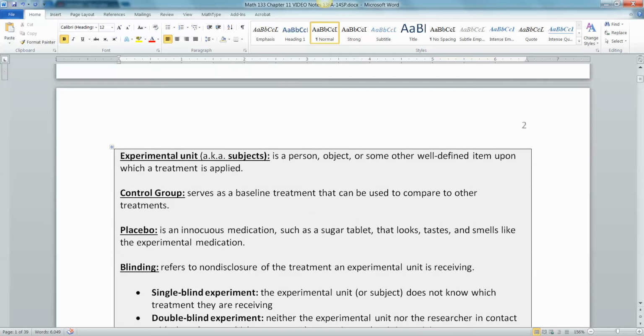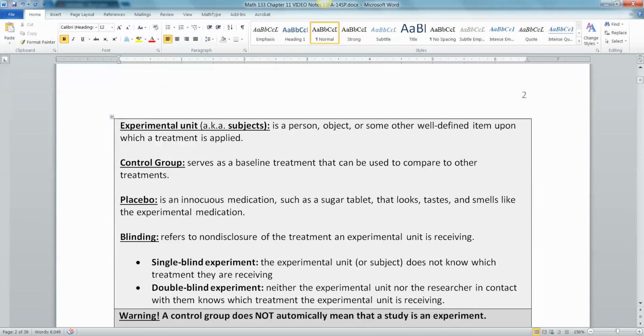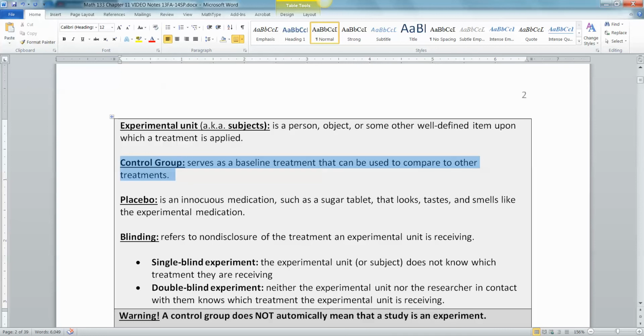Okay, so now let's get to some more definitions. So there's an experimental unit as the subject. That's a person, object, or some other well-defined item upon which treatment is applied. Then you have your control group. That serves as a baseline treatment that can be used to compare to other groups. Don't get confused. You can have control even with an observational study, but it's very obvious with a designed experiment because they won't be getting any treatment.